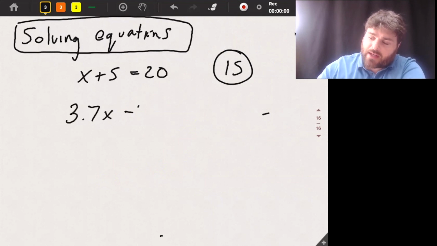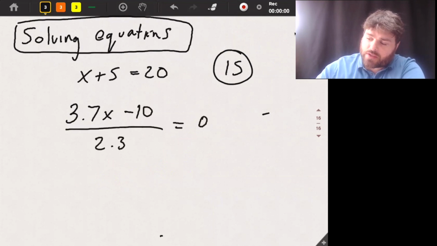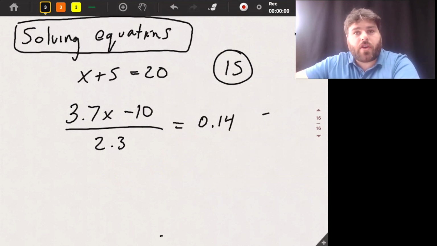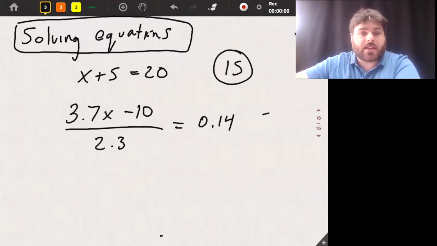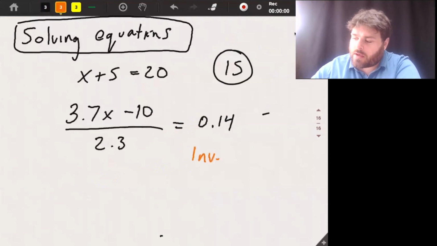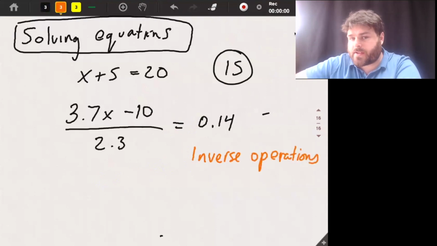3.7x minus 10 divided by 2.3 equals 0.14. I cannot solve that in my head. Okay, so when you can't solve it in your head, what we're going to do is use algebra. We're going to simplify this thing until I can solve it with my head. So these, what we call inverse operations, that's what we're going to use here. Now, this is not PEMDAS. This is sort of different.